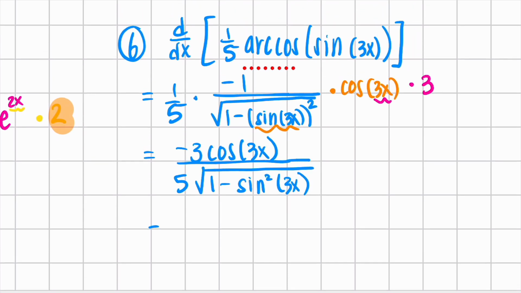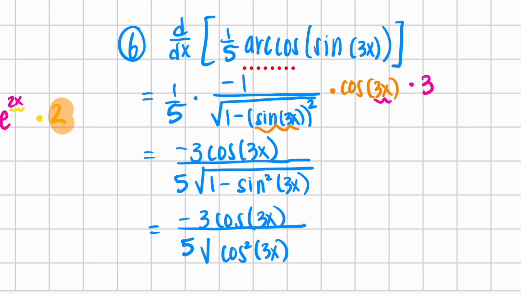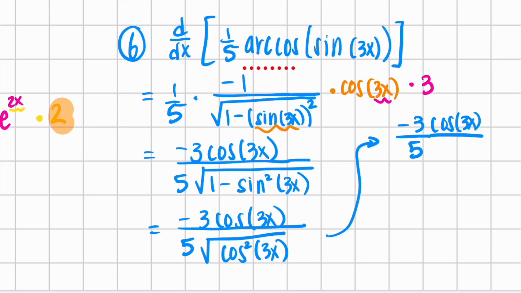I can simplify from here. I'm going to keep my numerator, but I can use my Pythagorean identity. 1 minus sine squared of an argument is equal to cosine squared of that same argument. I'm going to continue my work up here. So I still have negative 3 cosine of 3x over 5, but now I'm square rooting cosine squared, so this is cosine of 3x. Your cosine of 3x's cancel, and we get negative 3/5. And that is our last example.